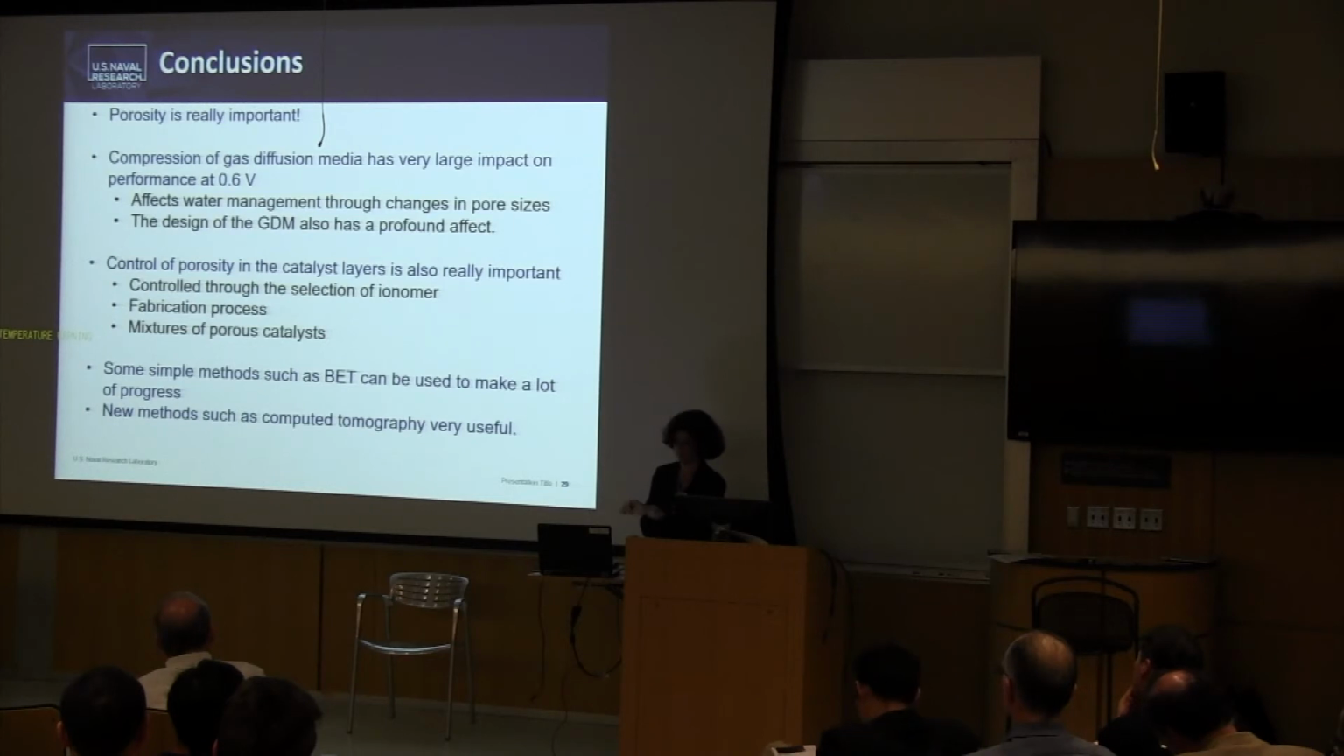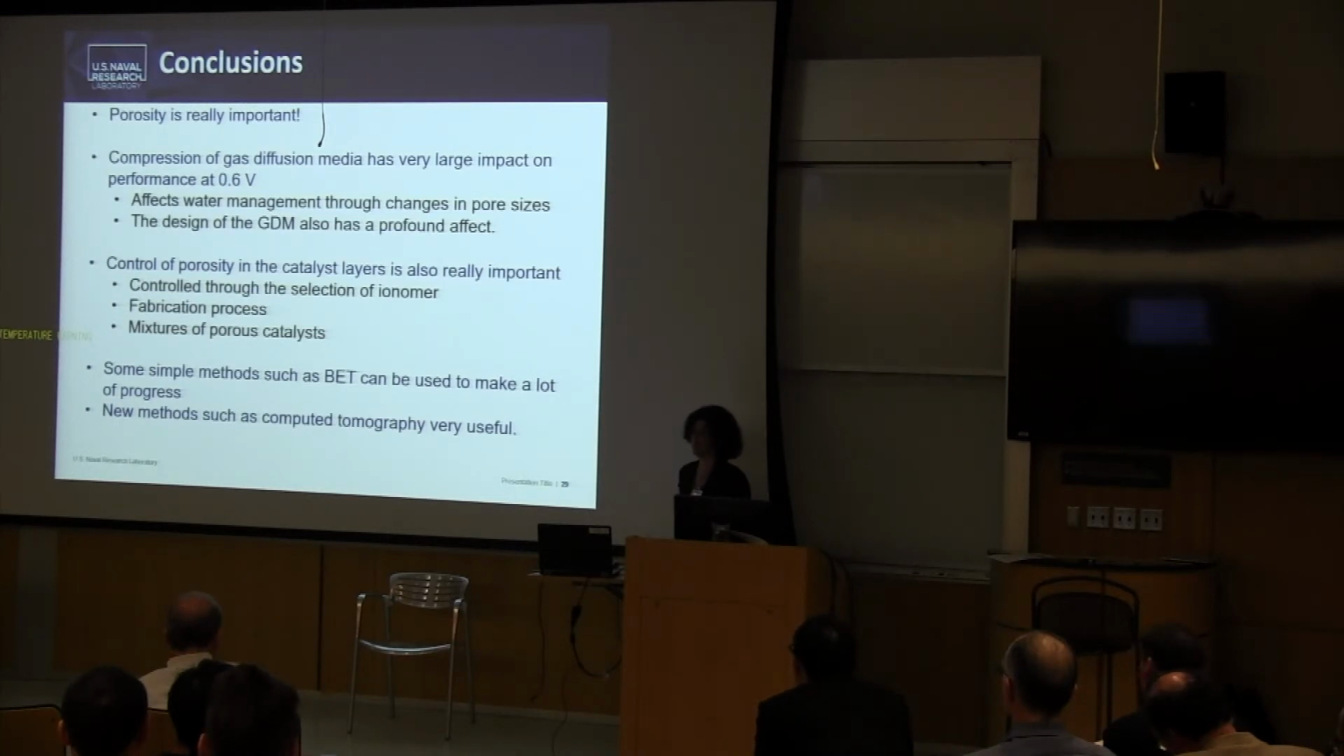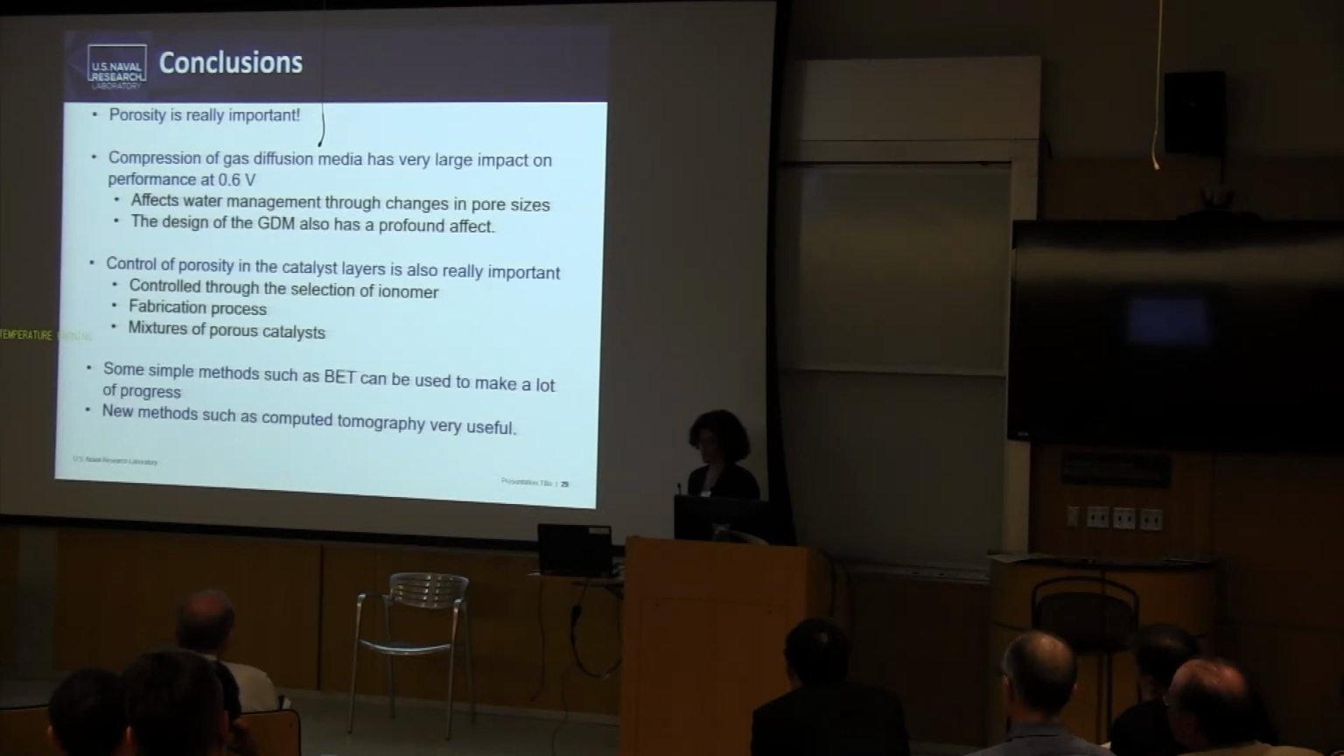So we're doing okay. My conclusion is porosity is really important. The compression of the gas diffusion media has a very large impact on the performance at 0.6 volts. It affects the water management through changes in pore sizes, and the design of the gas diffusion media has a profound effect. The control of the porosity in the catalyst layers is also really important, through selection of the ionomer, the fabrication process, and mixtures of porous catalysts.